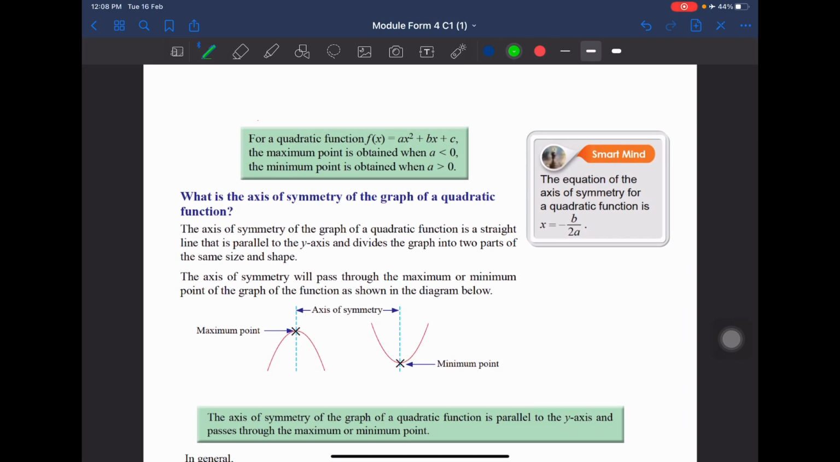Ni dia. Explain untuk awak. For a quadratic function, the maximum point is obtained when a is less than 0. The minimum point is obtained when a is more than 0.